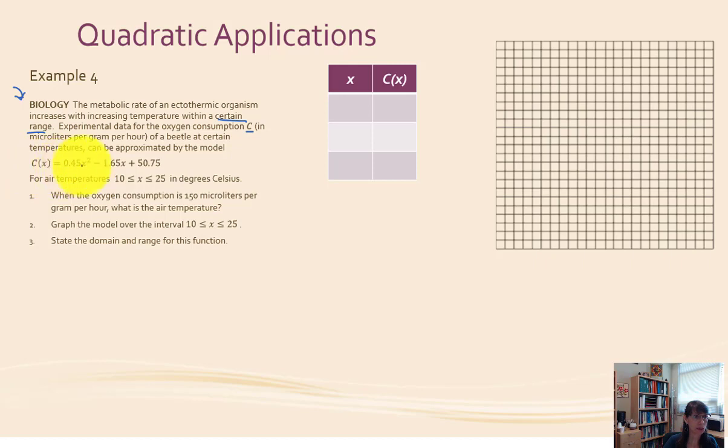C of x equals 0.45x squared minus 1.65x plus 50.75. Now it also includes air temperatures 10 less than or equal to x less than or equal to 25 in degrees Celsius. So that's going to be very important for us when we start talking about domain and range. Let's look at question 1. When the oxygen consumption is 150 microliters per gram per hour, what is the air temperature?